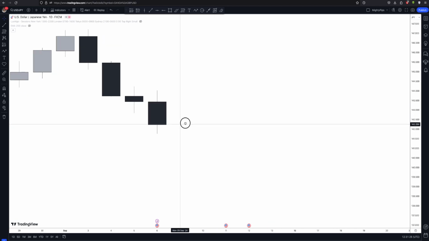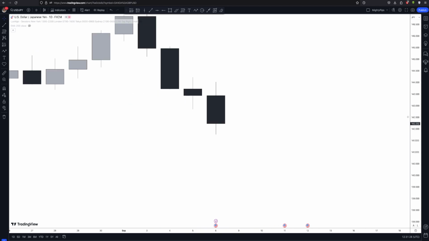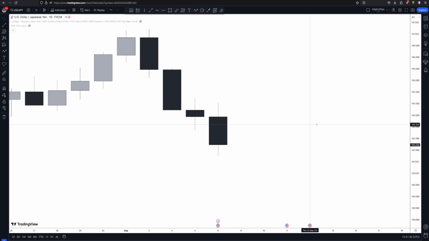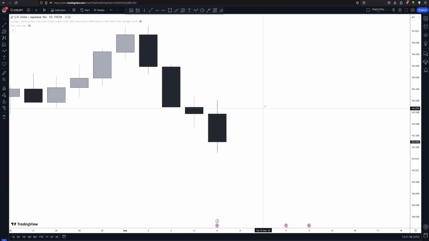So you want to start on the daily chart. Like here, this is the daily chart, USD JPY. Okay, now the market is closed at the moment. This is a Saturday. I'm recording this on Saturday. Just wanted to demonstrate to you guys how to use this strategy.